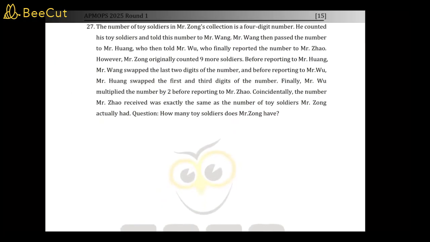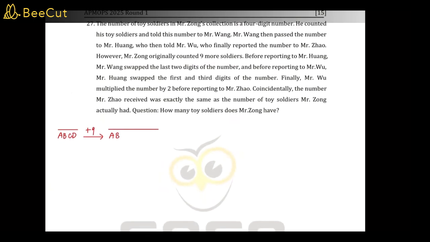Now, question 27. So we are given a 4-digit number. Let's call it ABCD. So what happens now is Mr. Zhong counted 9 more soldiers, means the number plus 9. Okay, after we plus 9, that will be carried over to the next digit. So the next digit plus 1, this digit minus 1.